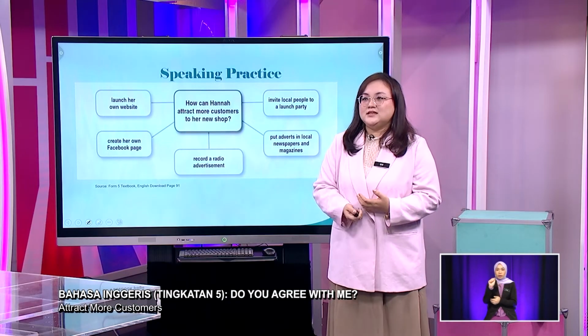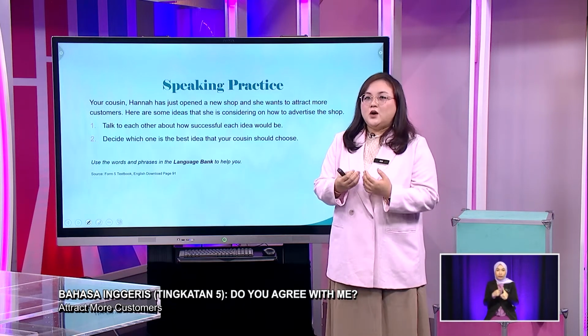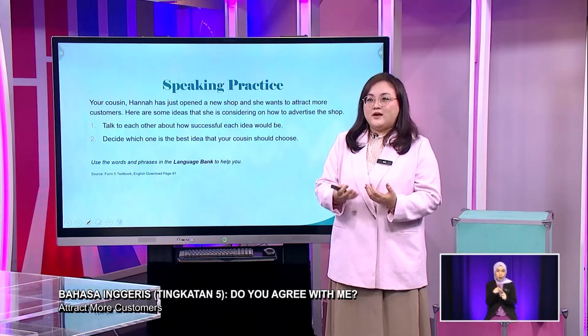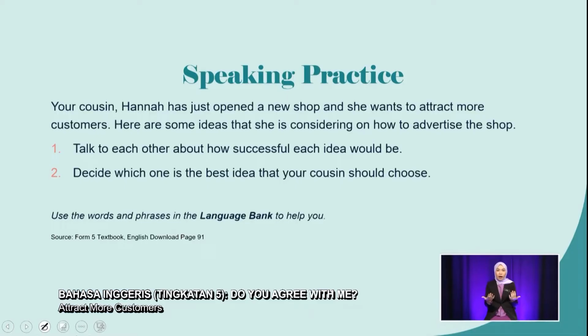So your task here is, if you look back, the first task, I would like you to talk to your friends, okay, in pairs. So talk to each other about how successful each idea would be. Remember the 5 ideas just now, okay? And then for the second task, you are going to decide, okay? Both of you are going to decide which one is the best idea that your cousin should choose. Remember, you can use the words and phrases in the language bank to help you, to guide you, okay?